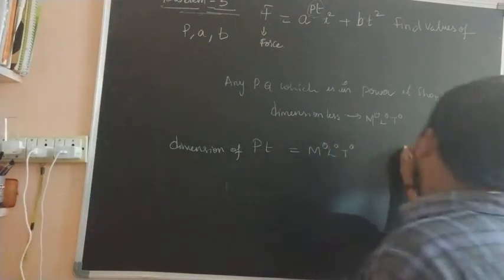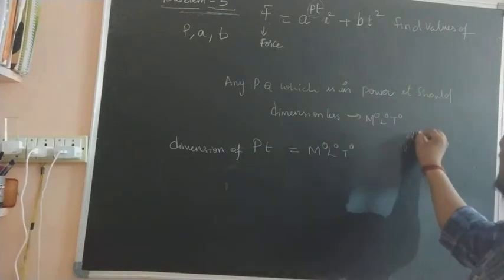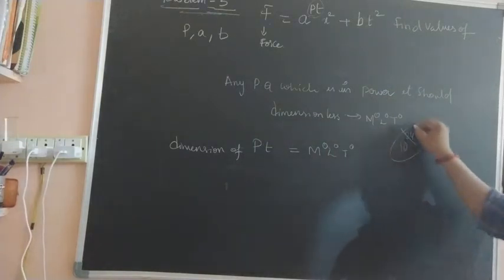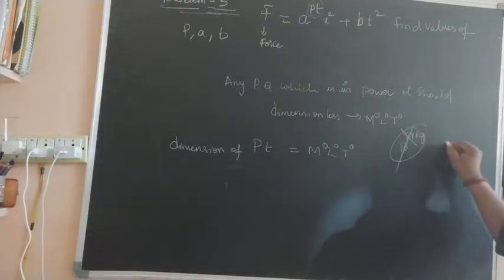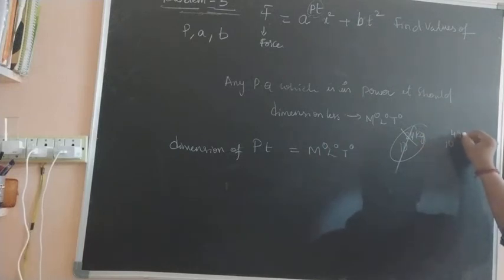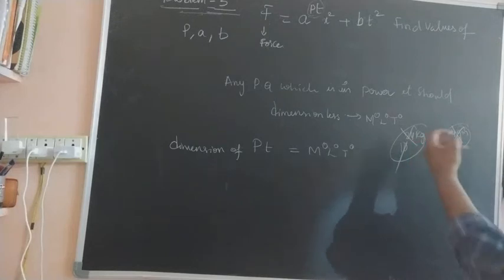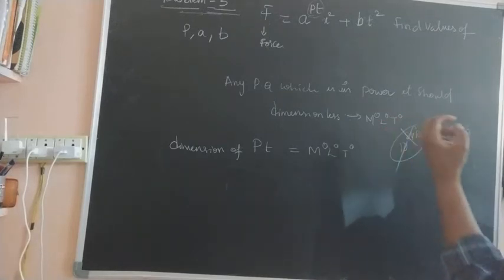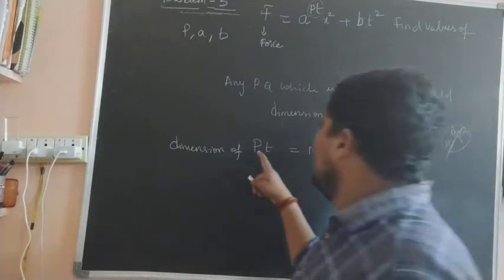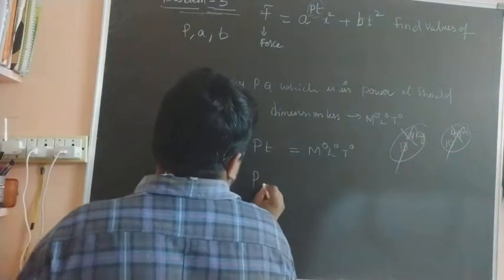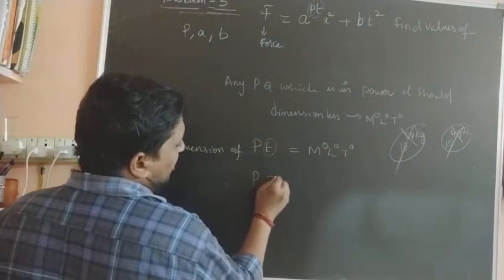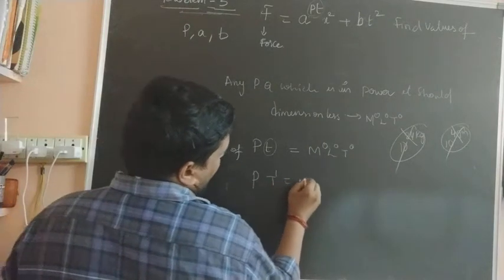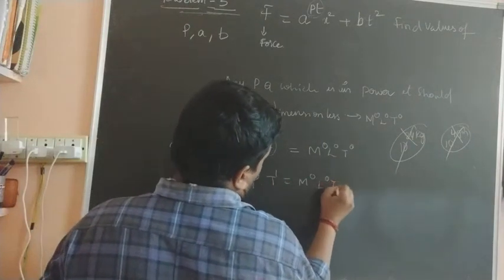For example, 10 to the power of 24 kg. We never write like this. Why? Because it is not a correct form of representation. 10 to the power of 4 grams, we also never represent like this. In the same manner, the numerical which is in power doesn't consist of any unit. So p into t, with t to the power of 1, is equal to M power 0 L power 0 T to the power of 0.